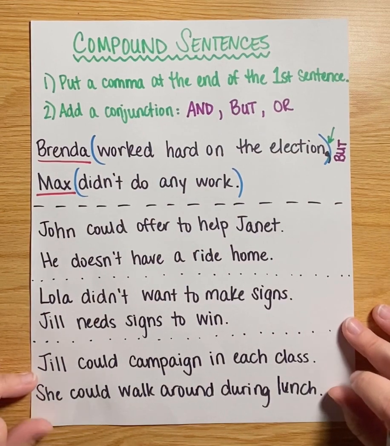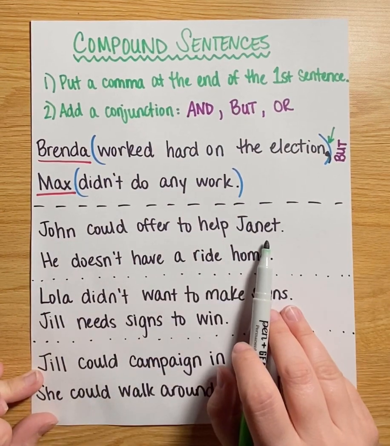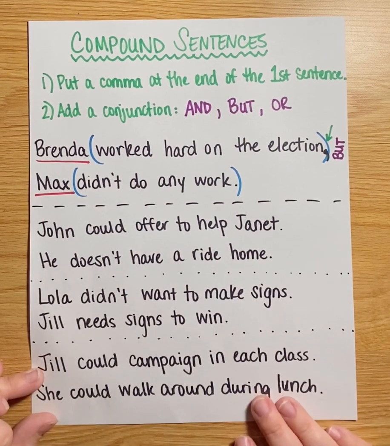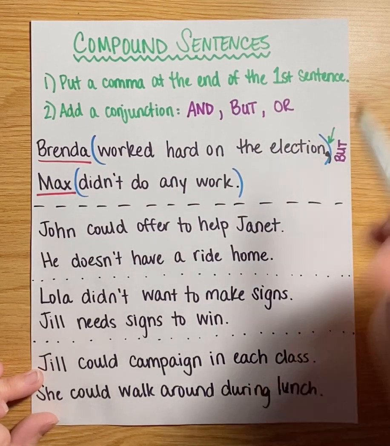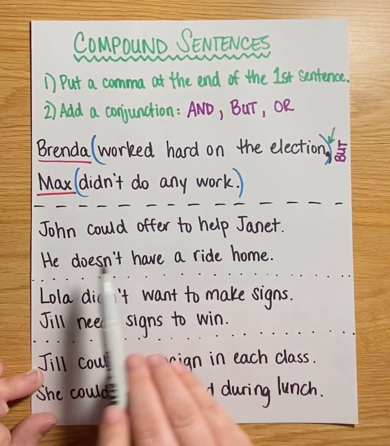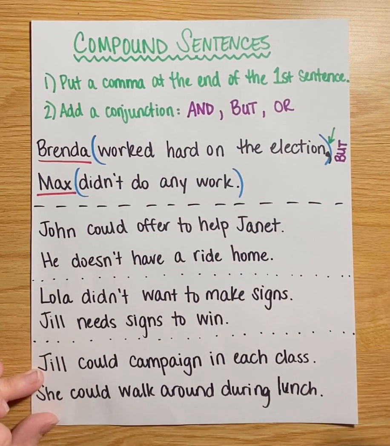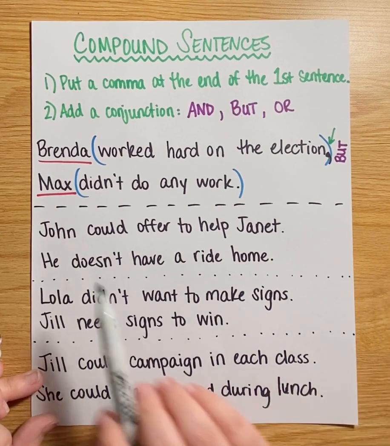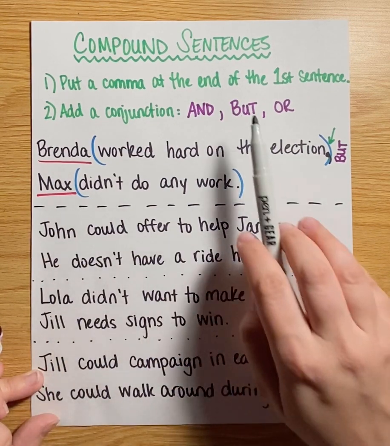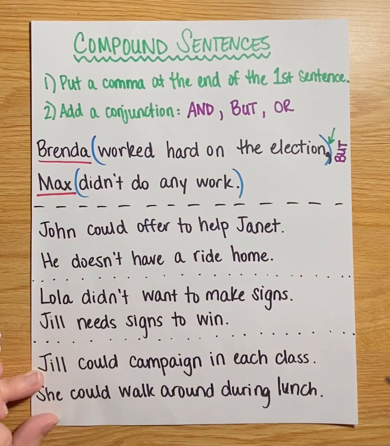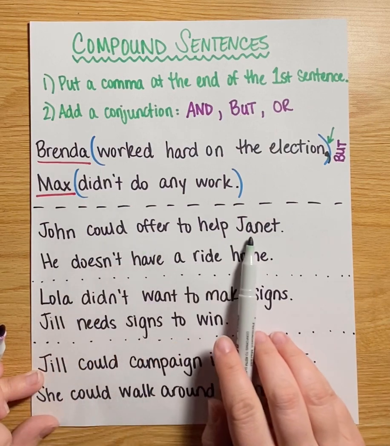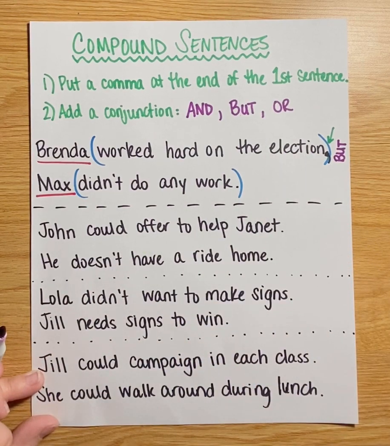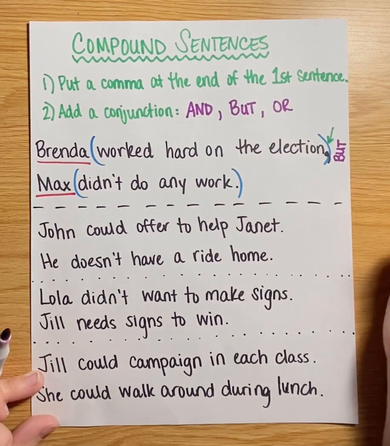All right? So let's do this together. John could offer to help Janet. He doesn't have a ride home. So what you can do when you're trying to figure out which one of these fits, we're going to try all of them and see which one sounds the best. John could offer to help Janet, and he doesn't have a ride home. That kind of works. Let's see if another one works better. John could offer to help Janet, but he doesn't have a ride home. I like that one, but let's try the last one just to be safe. John could offer to help Janet, or he doesn't have a ride home. That one doesn't make sense at all. So we're going to go with but.